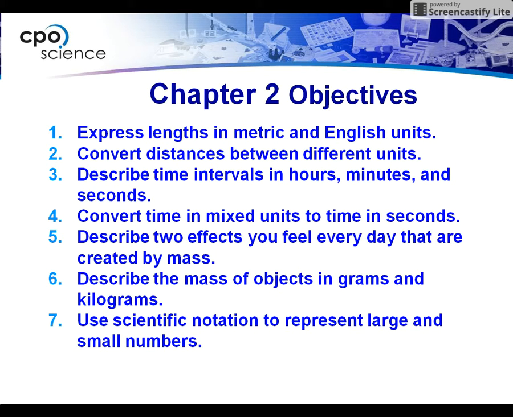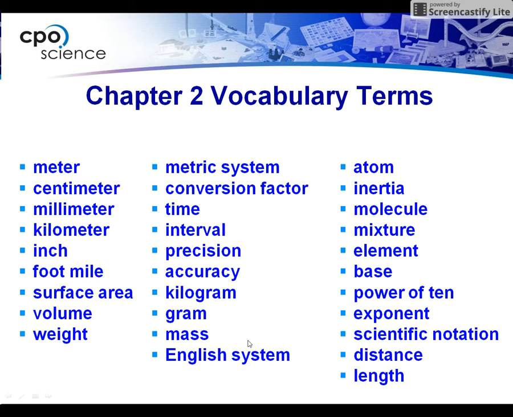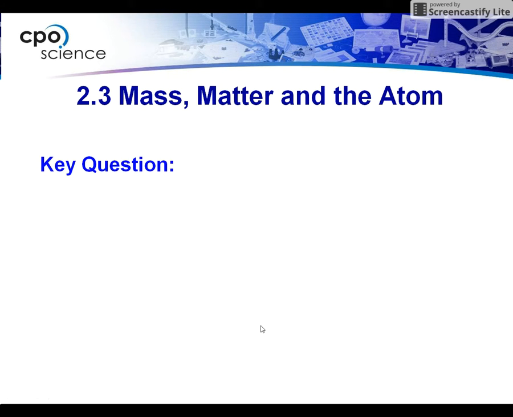This is the last lesson in chapter 2. We're going to talk about the last three objectives. The last three objectives describe two effects you feel every day that are created by mass, describe the mass of objects in grams and kilograms, and then finally use scientific notation, which I actually have a second video to watch about scientific notation. So the first key question is, how is mass described?